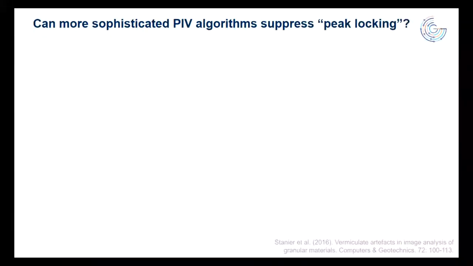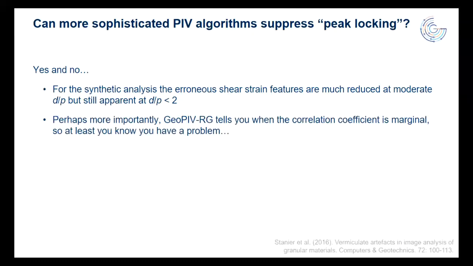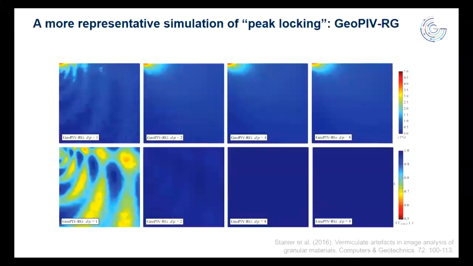So I should show you briefly that these more sophisticated algorithms do suppress peak locking, but it's only to a particular degree. So I've said yes or no to this question here. And what we find is that we can relax our particle image size ratio just a little bit. And in fact, a D on P ratio of 2 works out to be about sufficient for these new genera of algorithms.